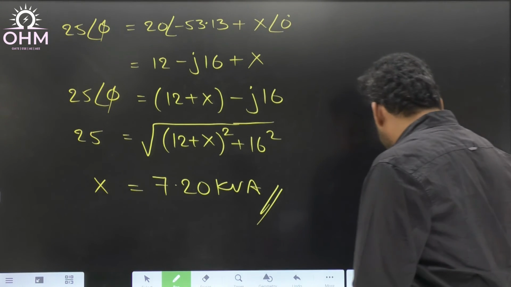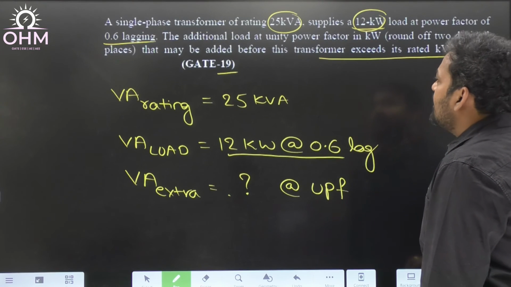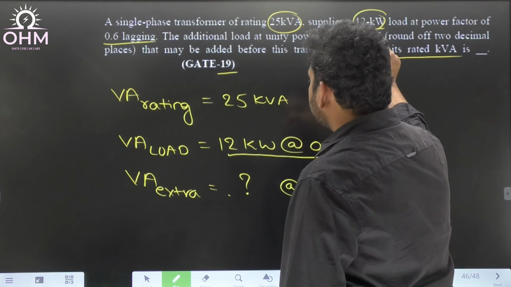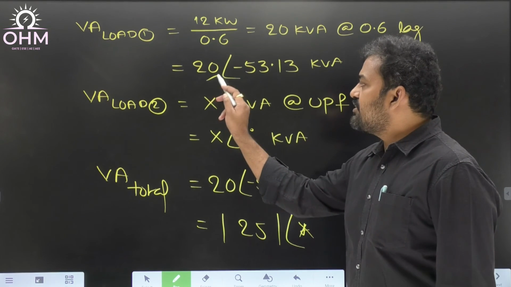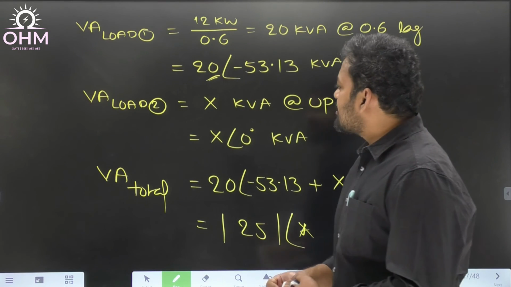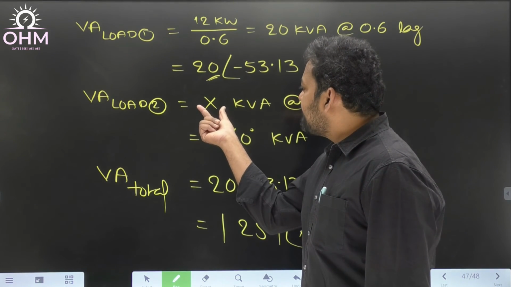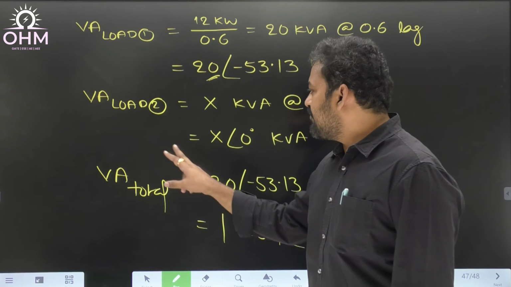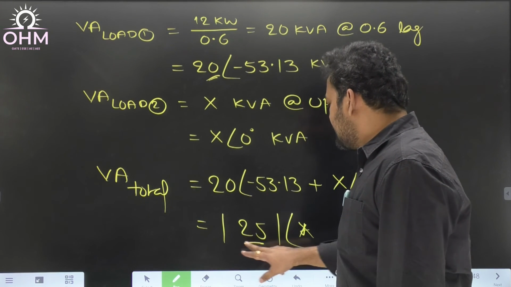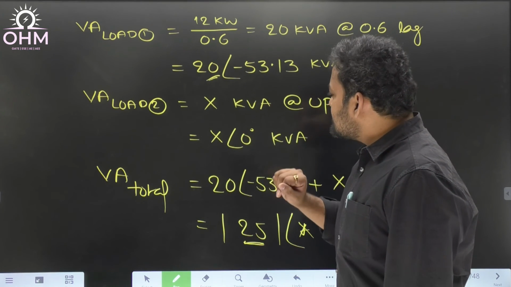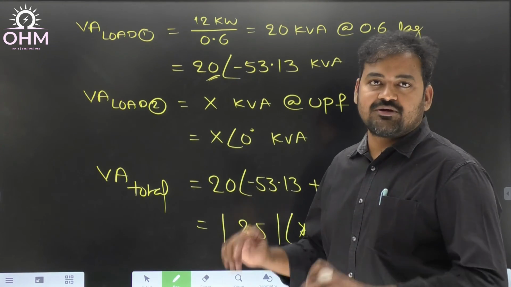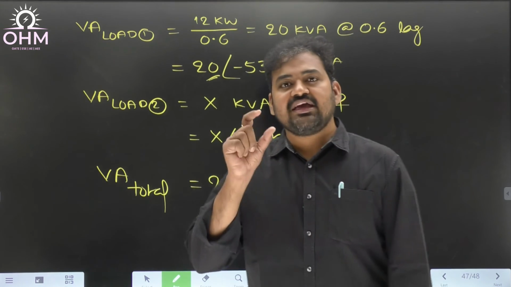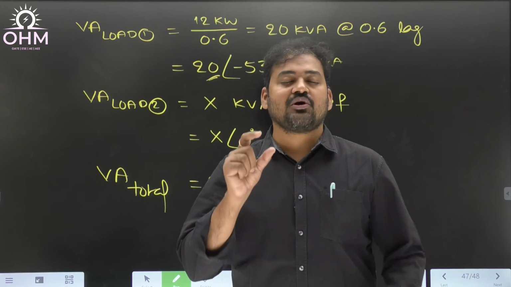See, the common mistake most of the students will make is that the 12 kilowatt load is already there, that means its kVA rating is 20, already 20 kVA load is there. So what is the extra load we can add? They will simply say 5 kVA, because the transformer overall rating is 25. Sir, already 20 kVA is there, I will add an extra 5, overall will become 25. That is wrong. You cannot add kVA ratings or kVA values algebraically.